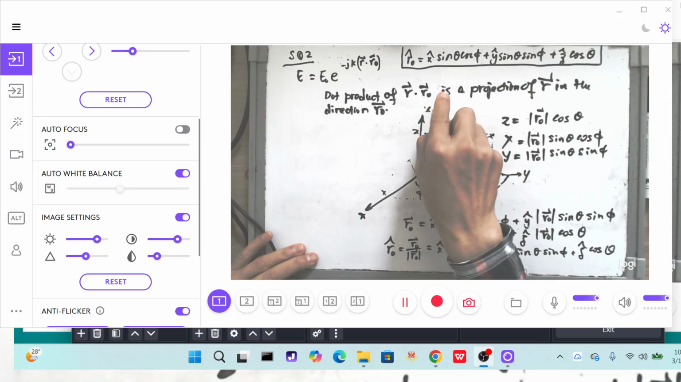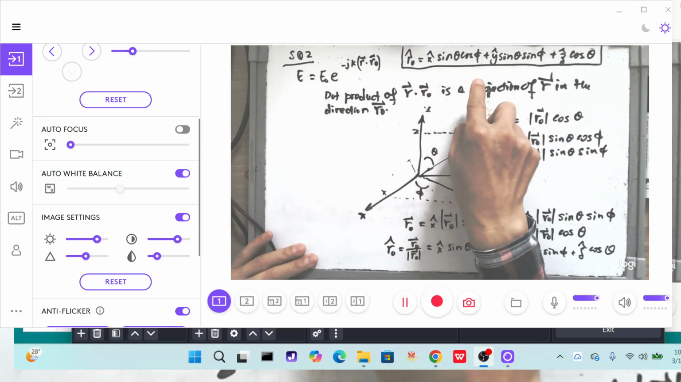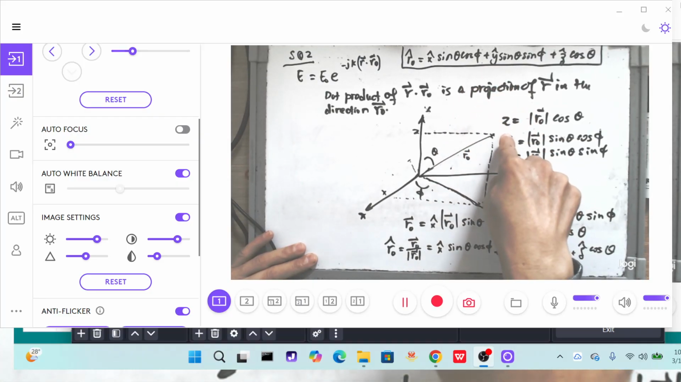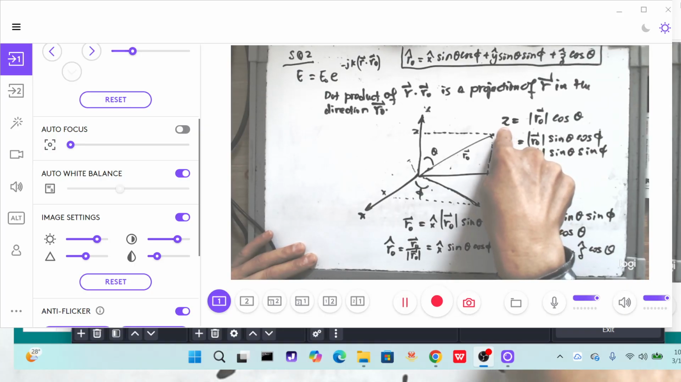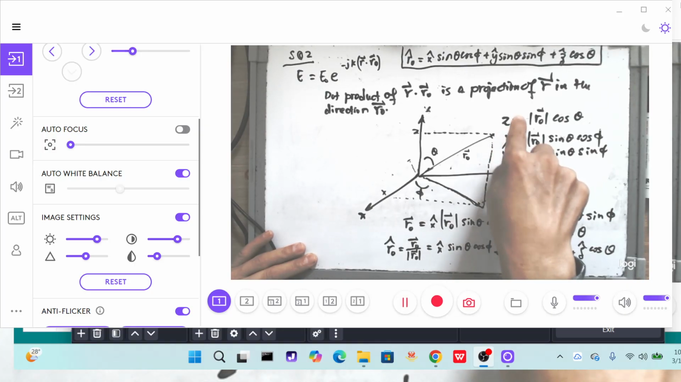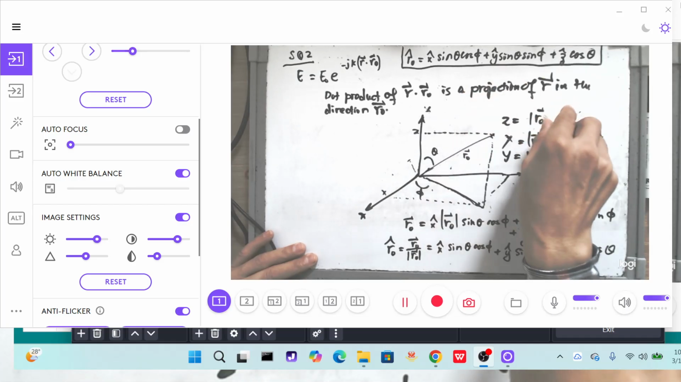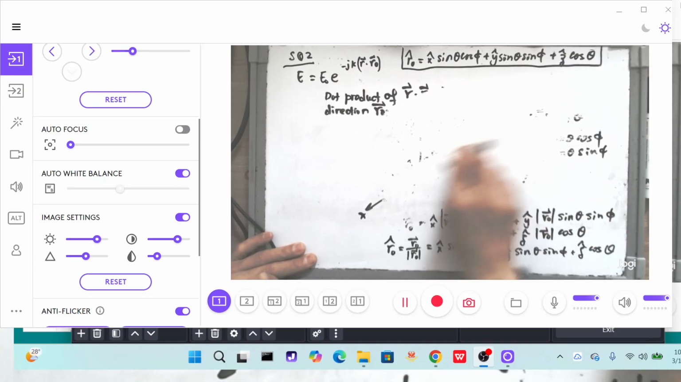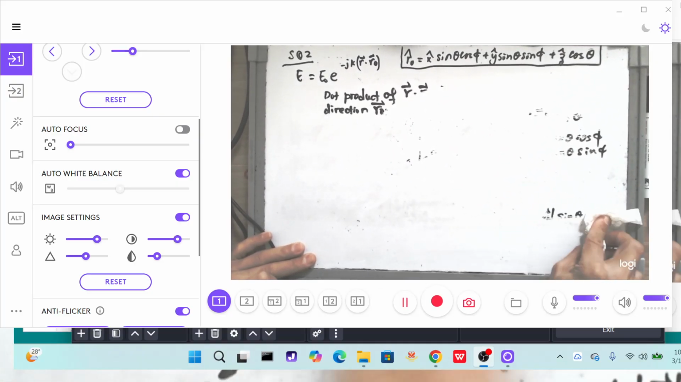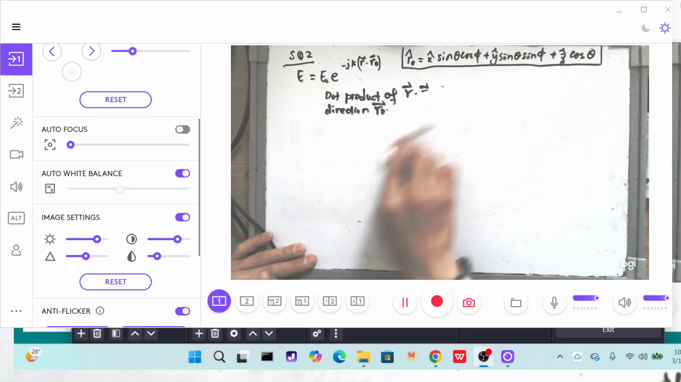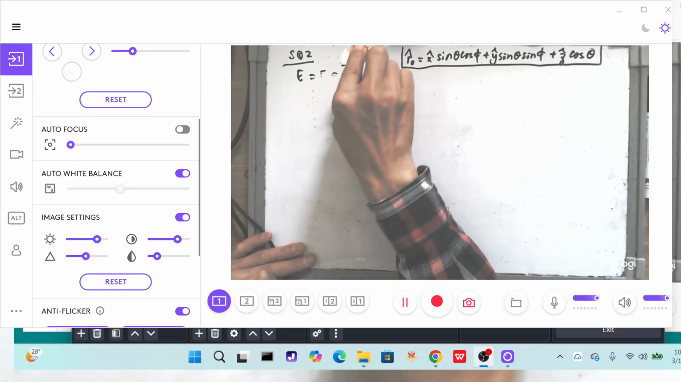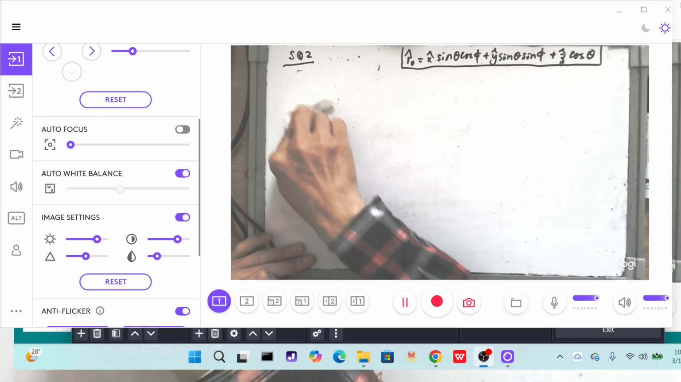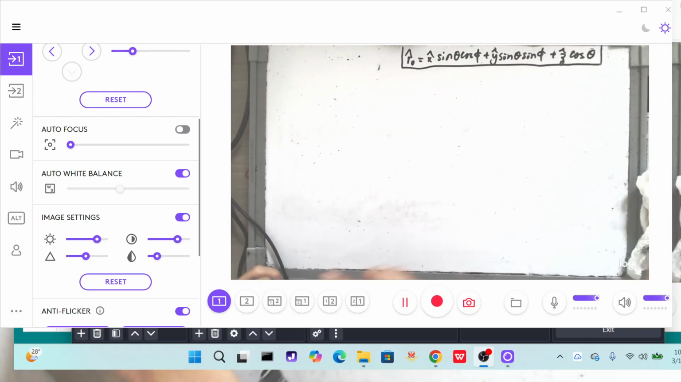So this is the randomly chosen direction, and the direction can be expressed as a coordinate x, y, z, and this is how this is done. Okay, so I'm going to clean up the whiteboard, and we are going to look at the question again. So SQ2.